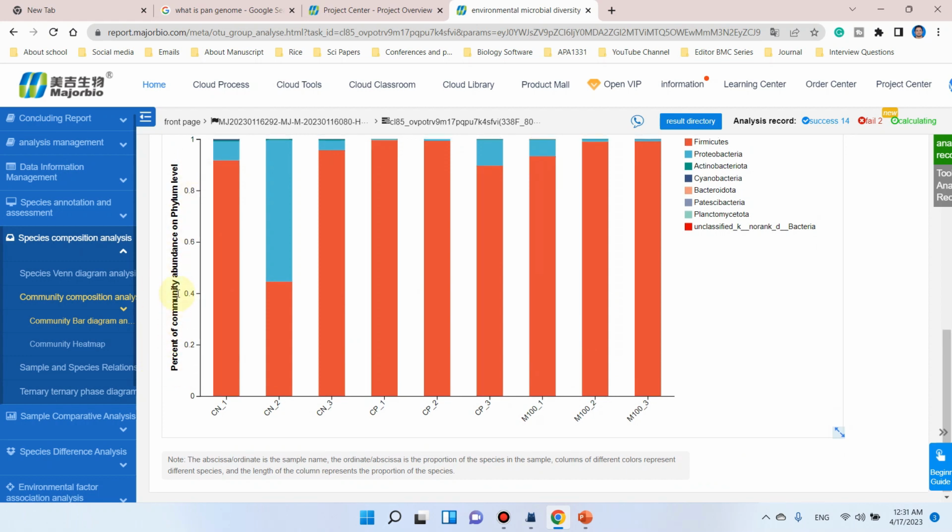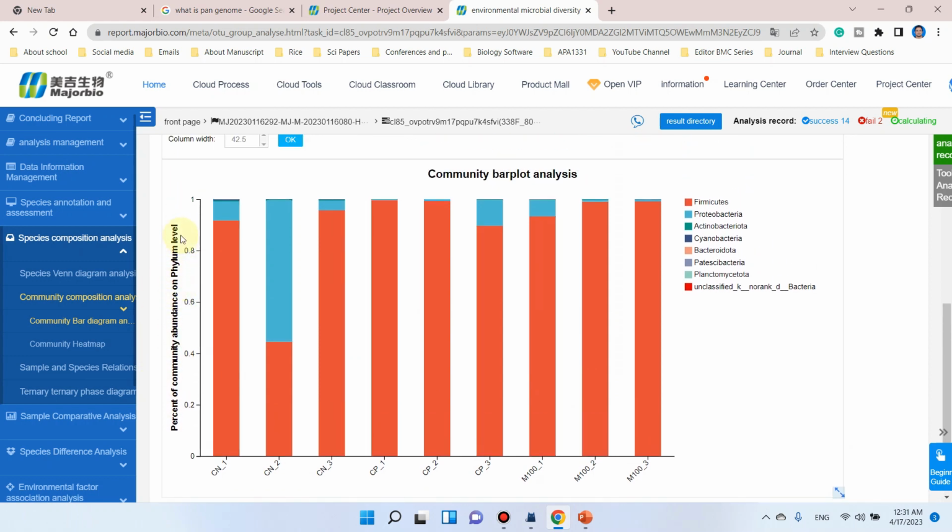and on the y-axis it is showing the percentage of community abundance on the phylum level. And if we mouse over any color, you can see here the red color is showing the firmicutes. So in control negative, most of the abundance is related to the firmicutes, and here if we mouse over to this one, it is showing the protobacteria.